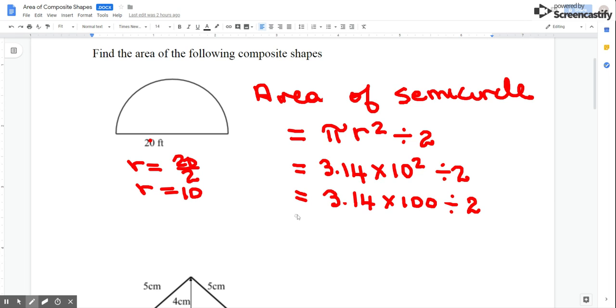And when we put all of this in our calculator, we get 157. And of course, we're dealing with feet, so we're going to write a therefore: area is 157 feet squared.